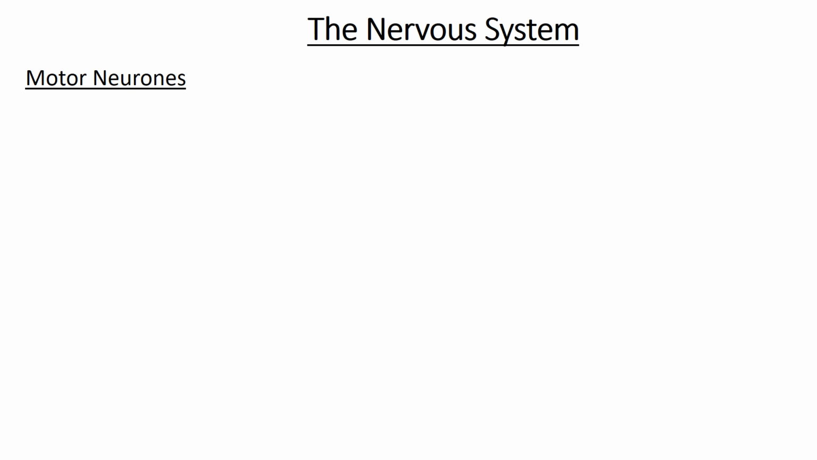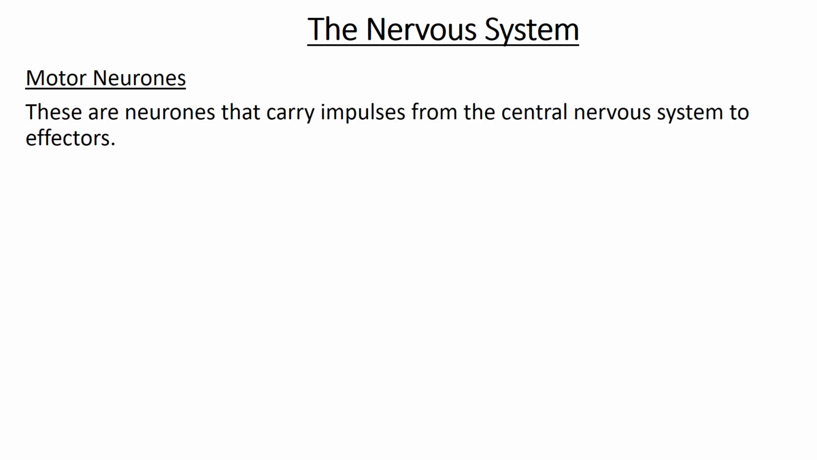The next is a motor neuron. These are neurons that carry impulses from the central nervous system to effectors. Sensory neurons take impulses from the sense organs to the central nervous system. Motor neurons do the opposite. They get impulses from the central nervous system and take these impulses to what are called effectors.